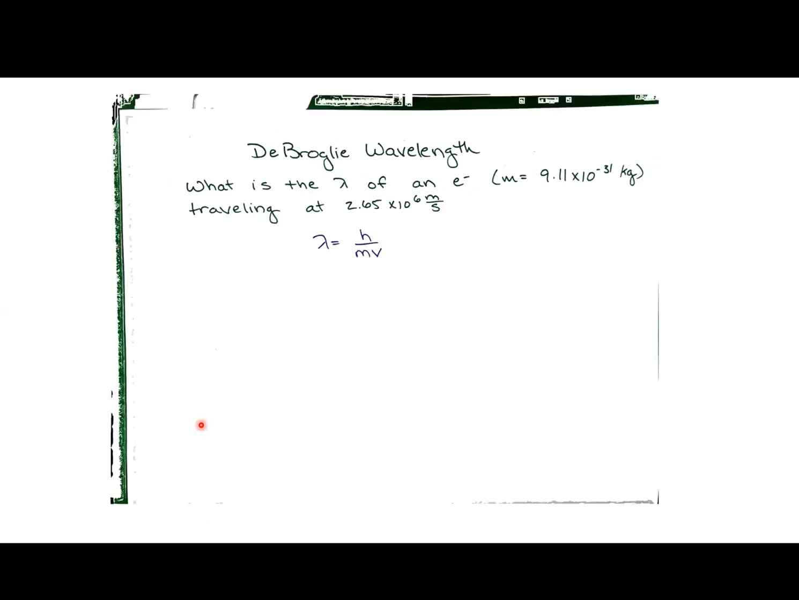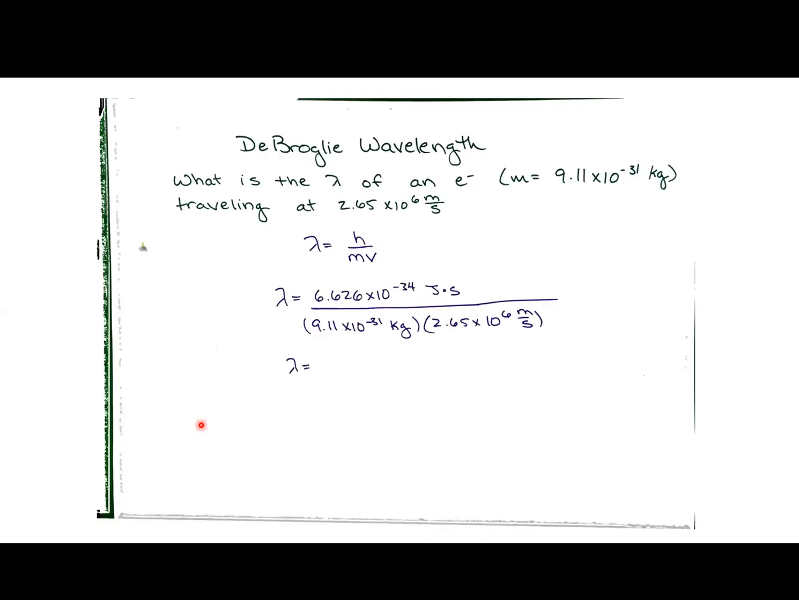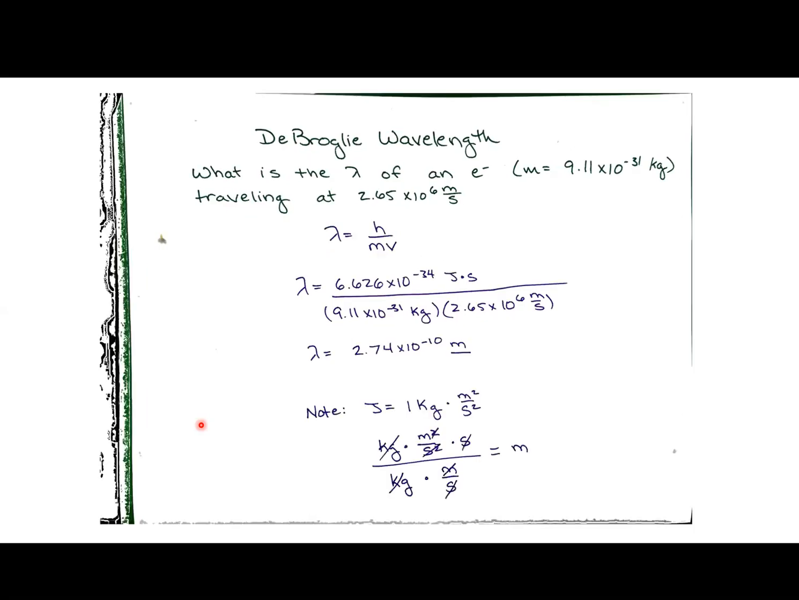Well, this is the equation that I used to solve this. So I just plug in the things that I need to plug in, and my wavelength comes out to be 2.74 times 10 to the minus 10, somewhere in the X-ray range. That's a meaningful wavelength. That means that for an electron, I have to pay attention to how it's behaving like a wave while I have to pay attention to its mass.